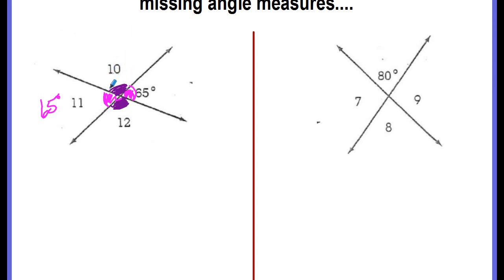If I'm looking at 10, I can see that 10 is adjacent to 11, or 10 is adjacent to the 65 degrees, whichever way you want to look at it. And I know if I combine the two angles together, it makes a straight angle that measures 180 degrees. So if 11 is 65, then all I have to do is subtract that from 180. And I get 115 degrees. So 10 is going to measure 115 degrees, which means its opposite angle, 12, is also going to measure 115 degrees. I think these are so fun to do.